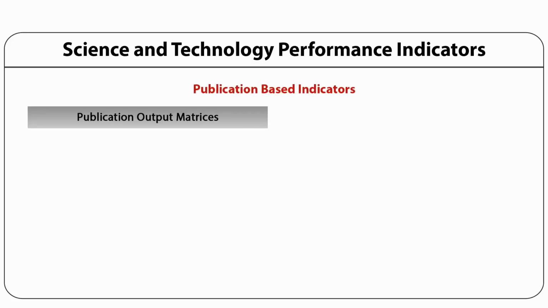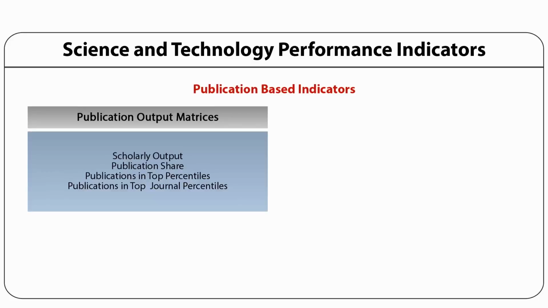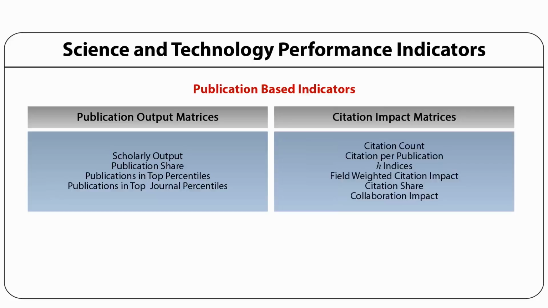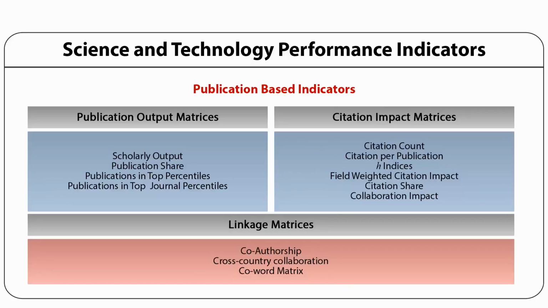Publication output matrices. They include scholarly output, publications share, publications in top percentile journals, top percentile of the overall publication output in a field. Citation impact matrices include indicators of citation count, citation per publication, H indices. For example, what is an H index of 10?